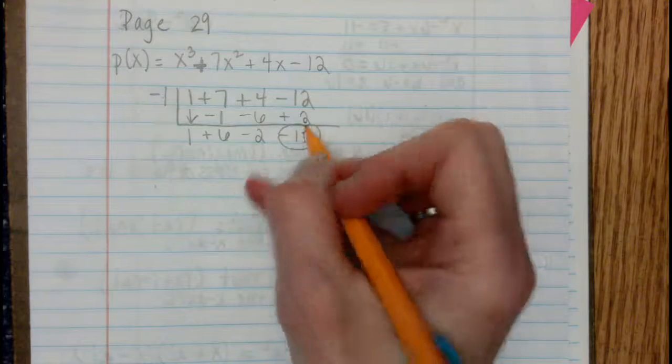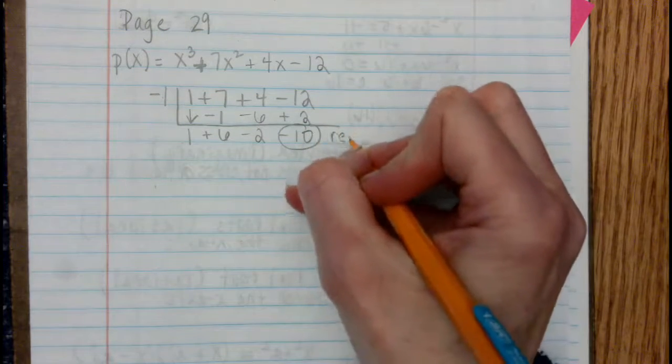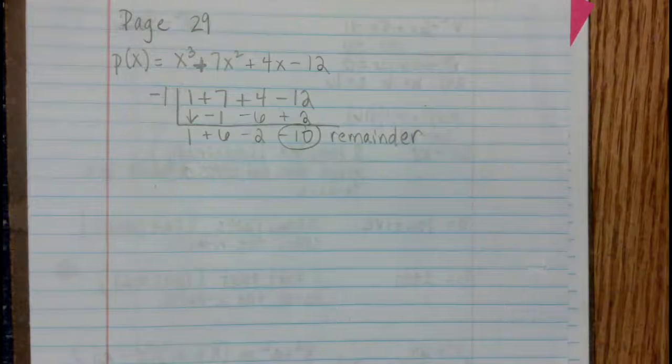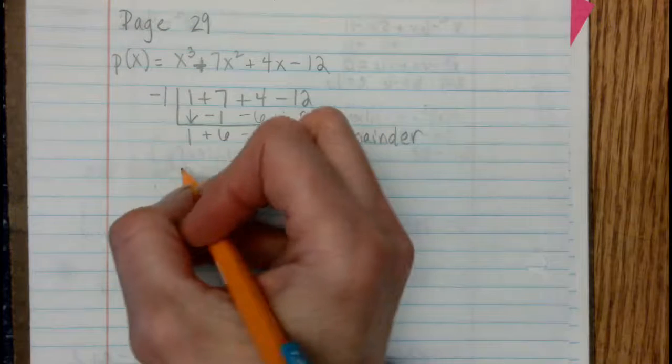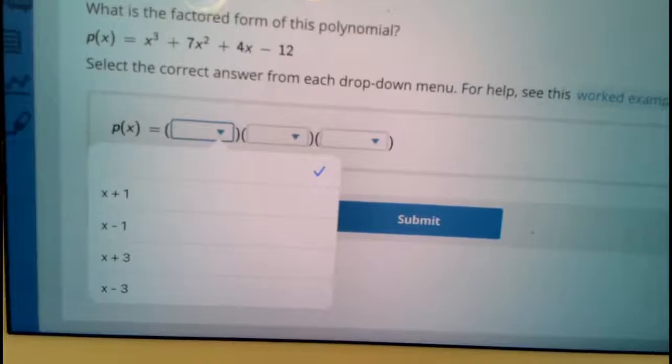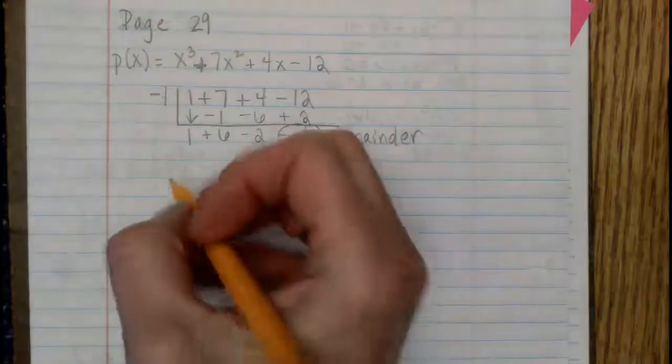This number right here is a remainder, and we need to not have a remainder. So x plus 1 is not an option. But again, if we go back to this problem, our next drop-down is x minus 1. So it's almost going to be the same thing.